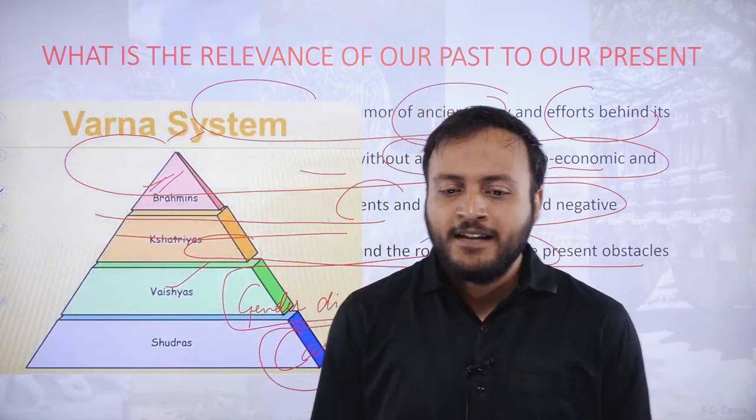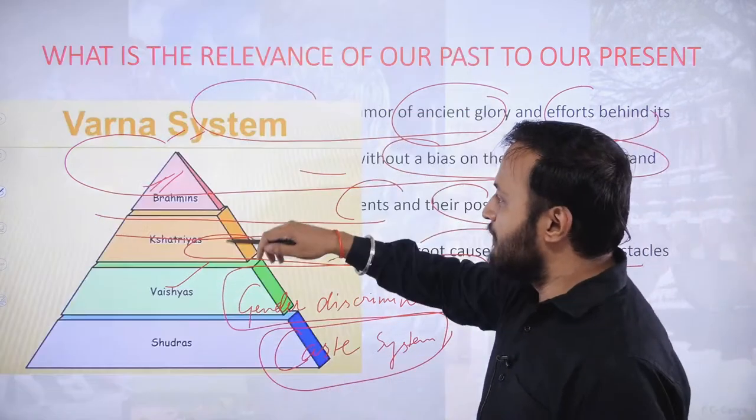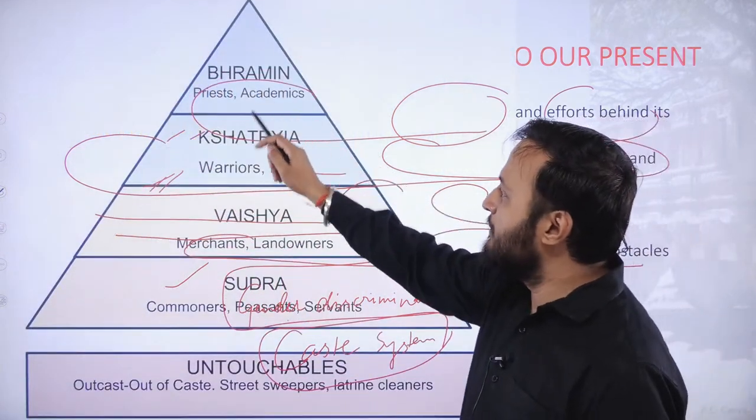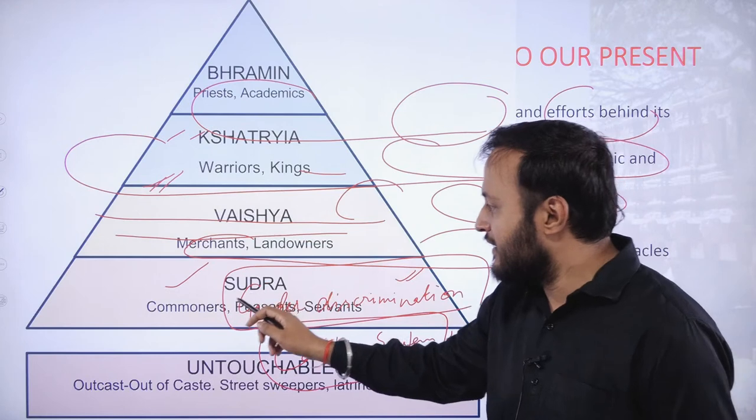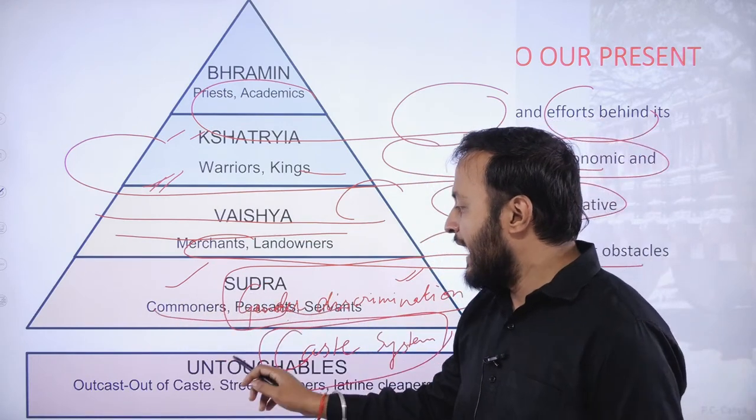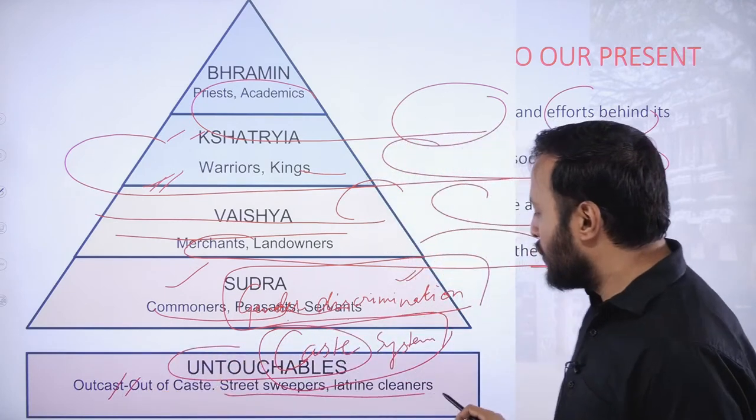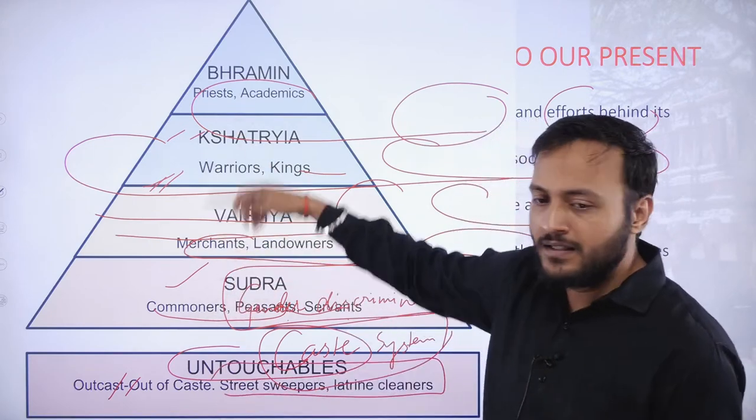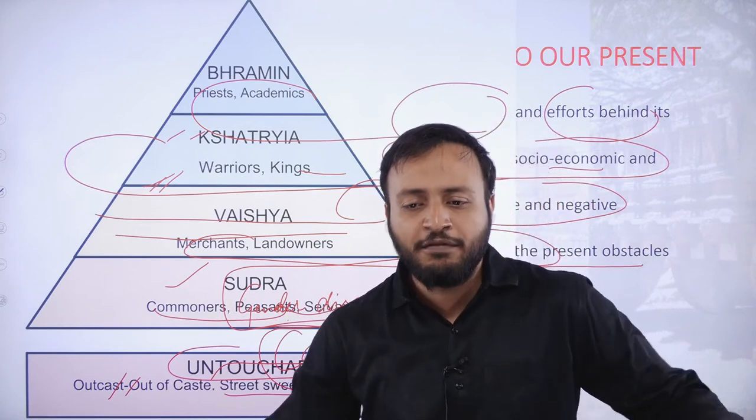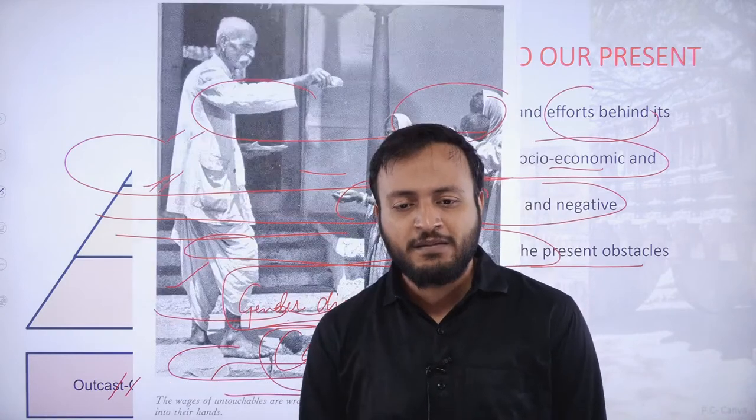Got it, everyone? So you can see the Varna system, and similarly, you can see the caste system. In the Varna system, only Brahman, Kshatriya, Vaishya, Shudra. In the caste system, you have the Brahmins, Kshatriyas, Vaishyas, and a lot of people in the Shudras, right? Peasants, servants, common people, and the group of people called untouchables, outcast people, who are not considered part of the four Varna system. So the caste system has a lot of differences with the Varna system. All these things we will be covering in the Vedic culture chapter.